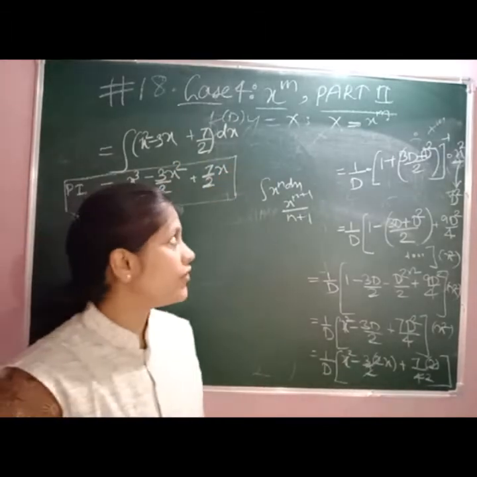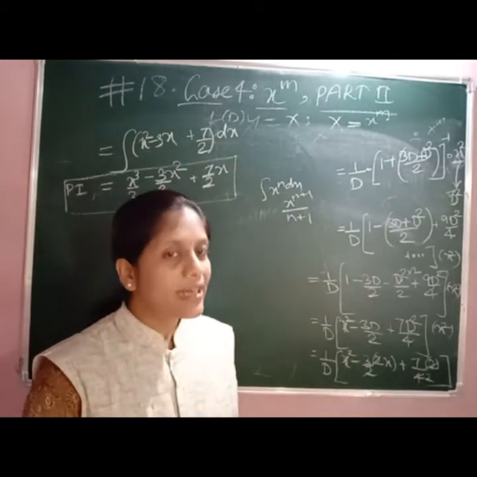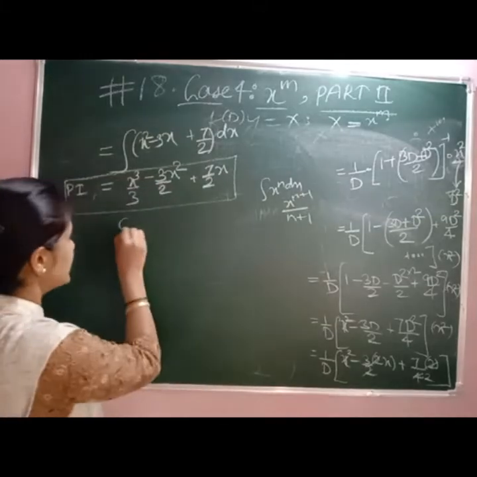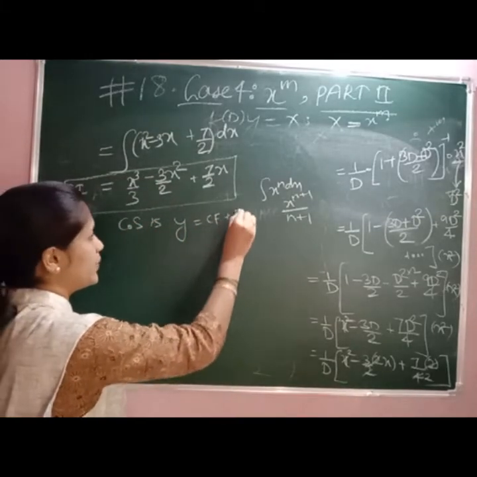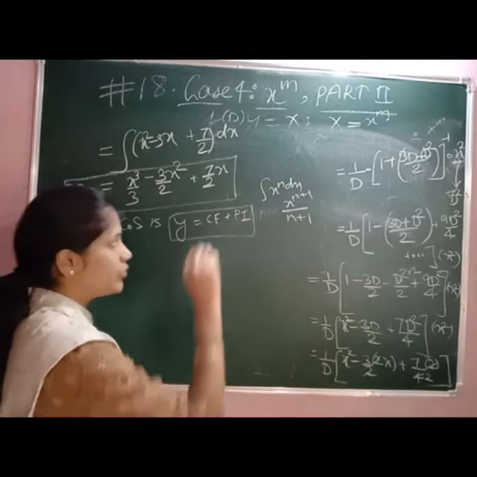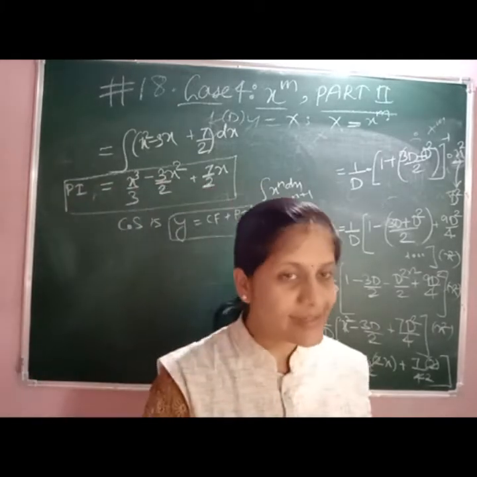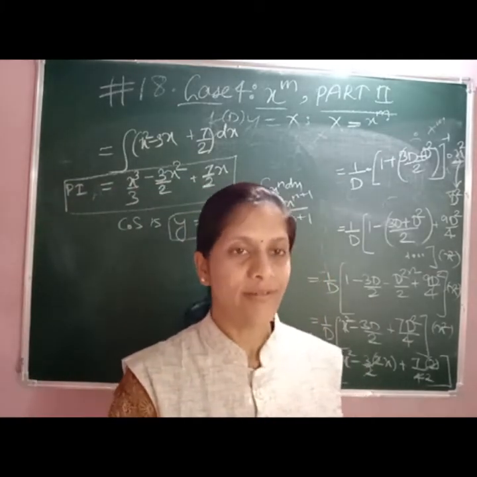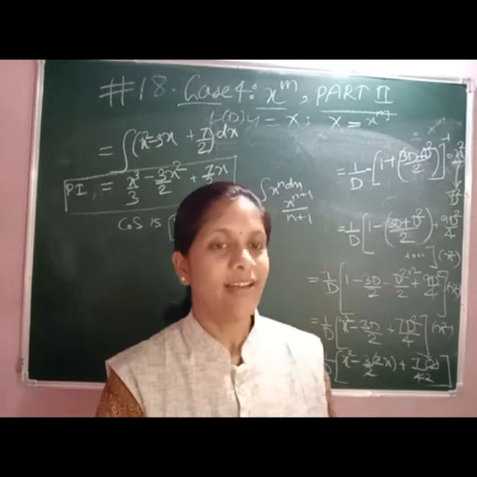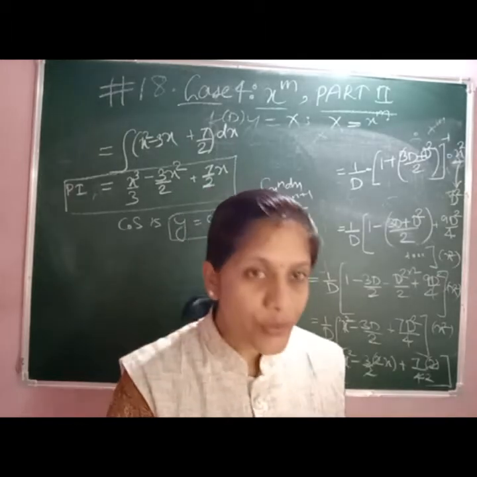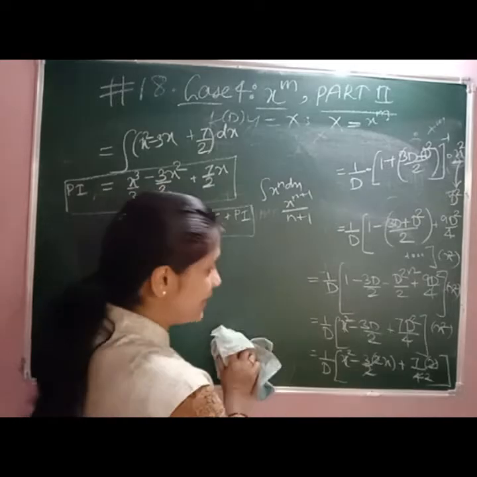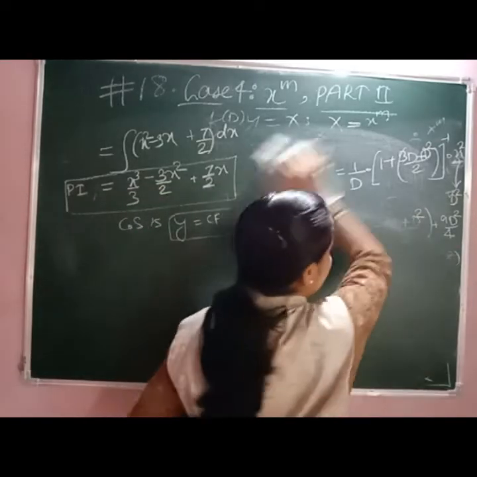So PI we have got, CF we have got. The complete solution is y equal to CF plus PI. Again we have to write y equal to the total CF plus our PI, the particular integral. Right? So this was our question number 4. Now let us solve 2 more examples. Now let us see little higher level examples.